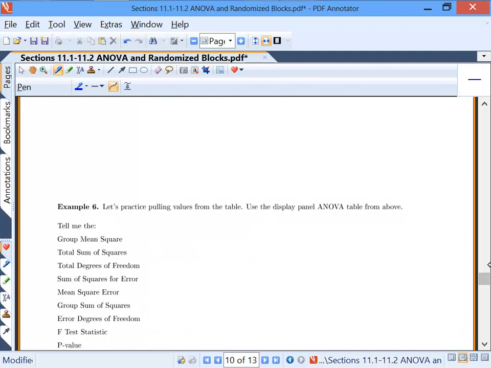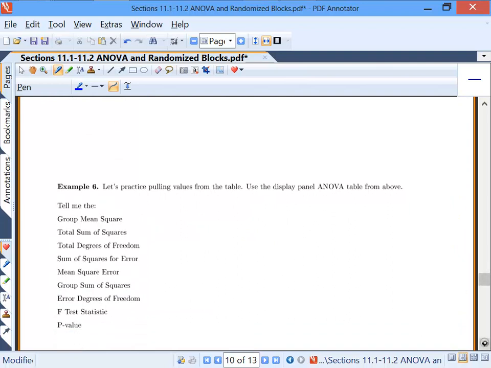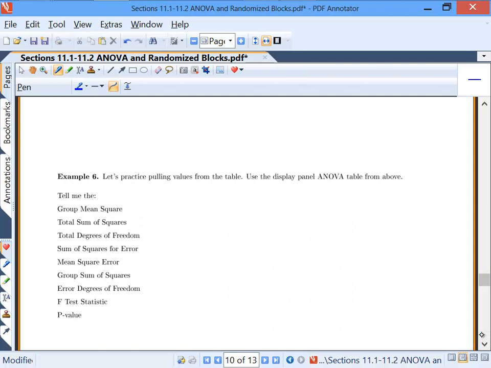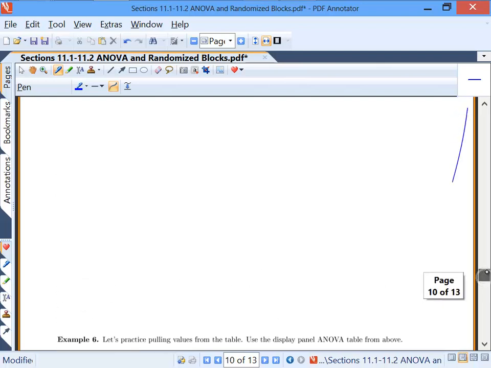Oh, I will do this one with you though. Okay, so let's practice pulling values from the table. Just use the display ANOVA table from above. Because it could come up in your homework or the test, I might ask you to tell me things like the group mean square. So if you want to know the group mean square, just come back up to ANOVA.